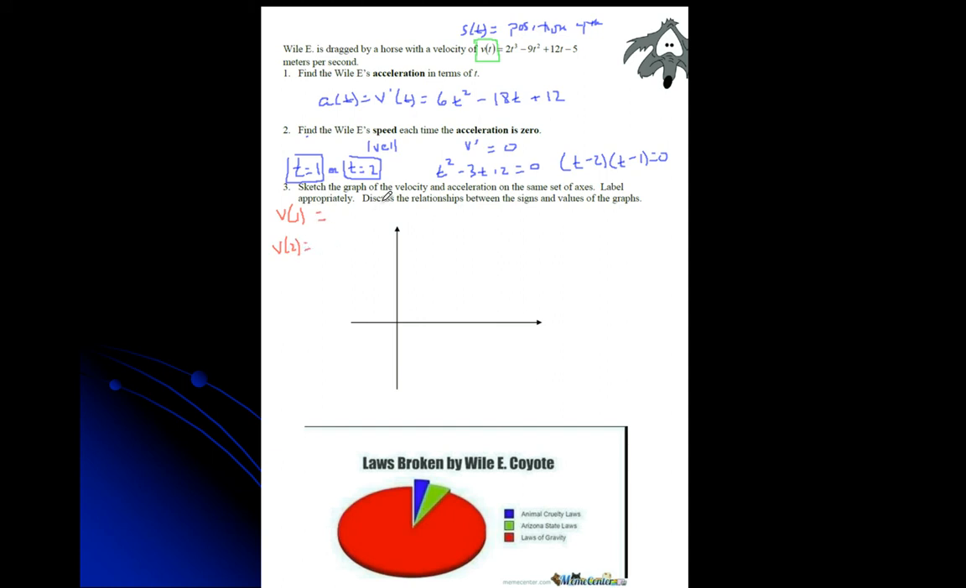I got v of 1 to be 0. So I have an instantaneous place of velocity 0. And then v of 2, I got negative 1, but they wanted speed, so I need to take the absolute value of that. I didn't have to worry about taking the absolute value of 0.